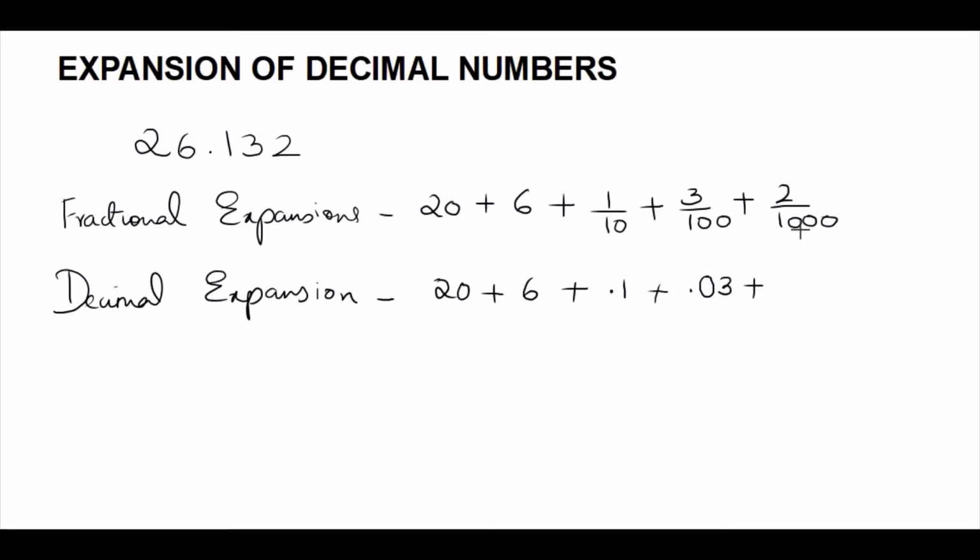And next is 2 by 1000. So there are 3 zeros. So there will be 3 decimal places after the decimal point. So here, as there is only one number, we have to add 2 zeros so that it gets 3 decimal places. So this is the decimal expansion of this decimal number.